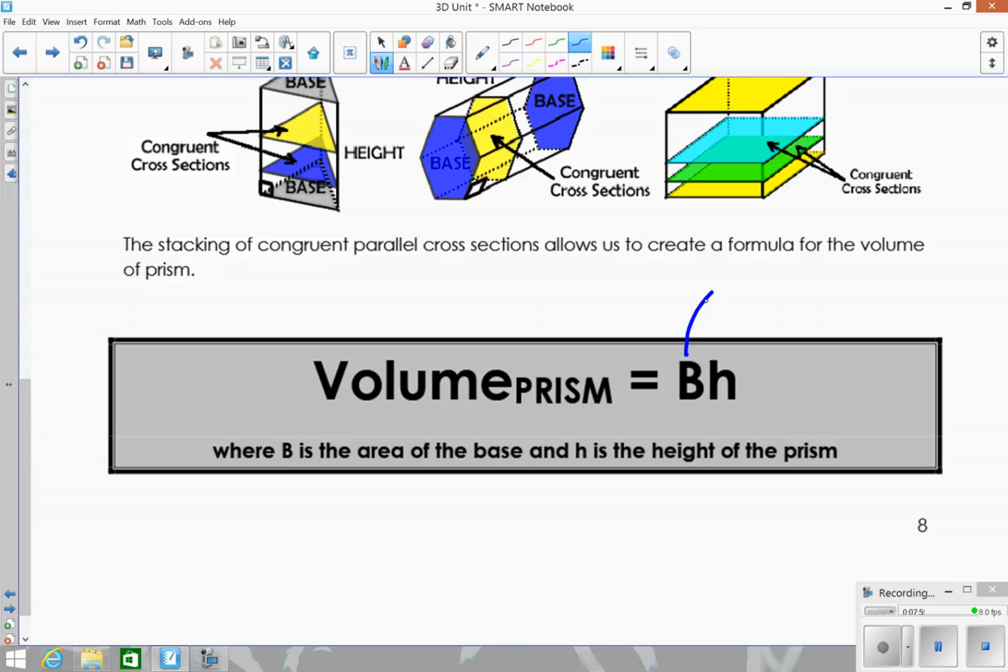Capital B stands for the area of the base. In math, whenever we use capital letters in a formula, that means that you had to do some calculation to get that. The fact that this is a capital B, not a lowercase b, tells me that I had to do a calculation to get to that. So it's not the length of the base, it's actually the area of the base. It does say it down here, but I just wanted to write it up here as well, just so it really stands out. So in order to find the volume, it's the area of the base, which really ends up being the area of those cross sections, since they're all going to be congruent, and then times the height. It tells you the distance between the two bases. So let's look at doing some calculations with this.